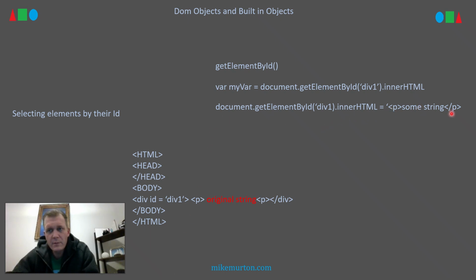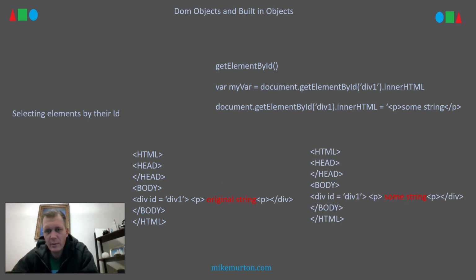Then after I run this piece of code, the HTML will look like this. Same HTML tags, header tags, and body tags, and the div tag div1, but the innerHTML of div1 will be a paragraph that has some string instead of original string. So some string instead of original string.